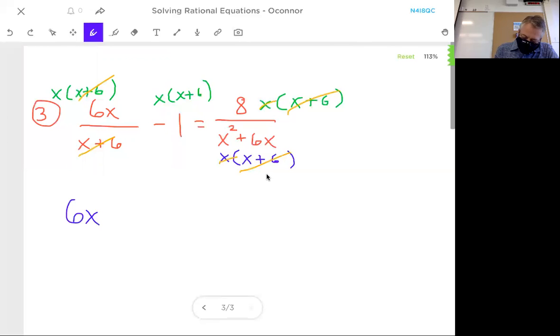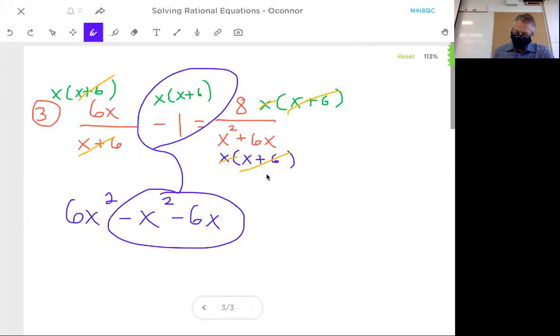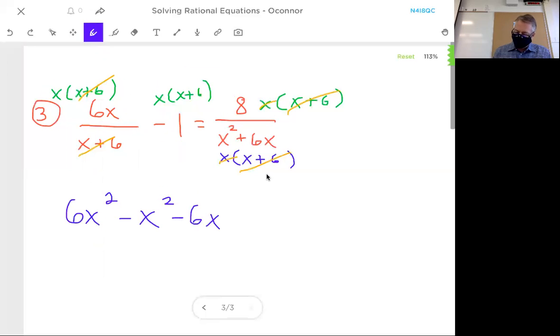So in our second line, I have 6x squared. That came from here, 6x times x. Now for the middle part, don't forget that negative sign distributes to both of those. So that's minus x squared minus 6x. Okay, negative x times x plus 6 is minus x squared minus 6x. And that equals 8.